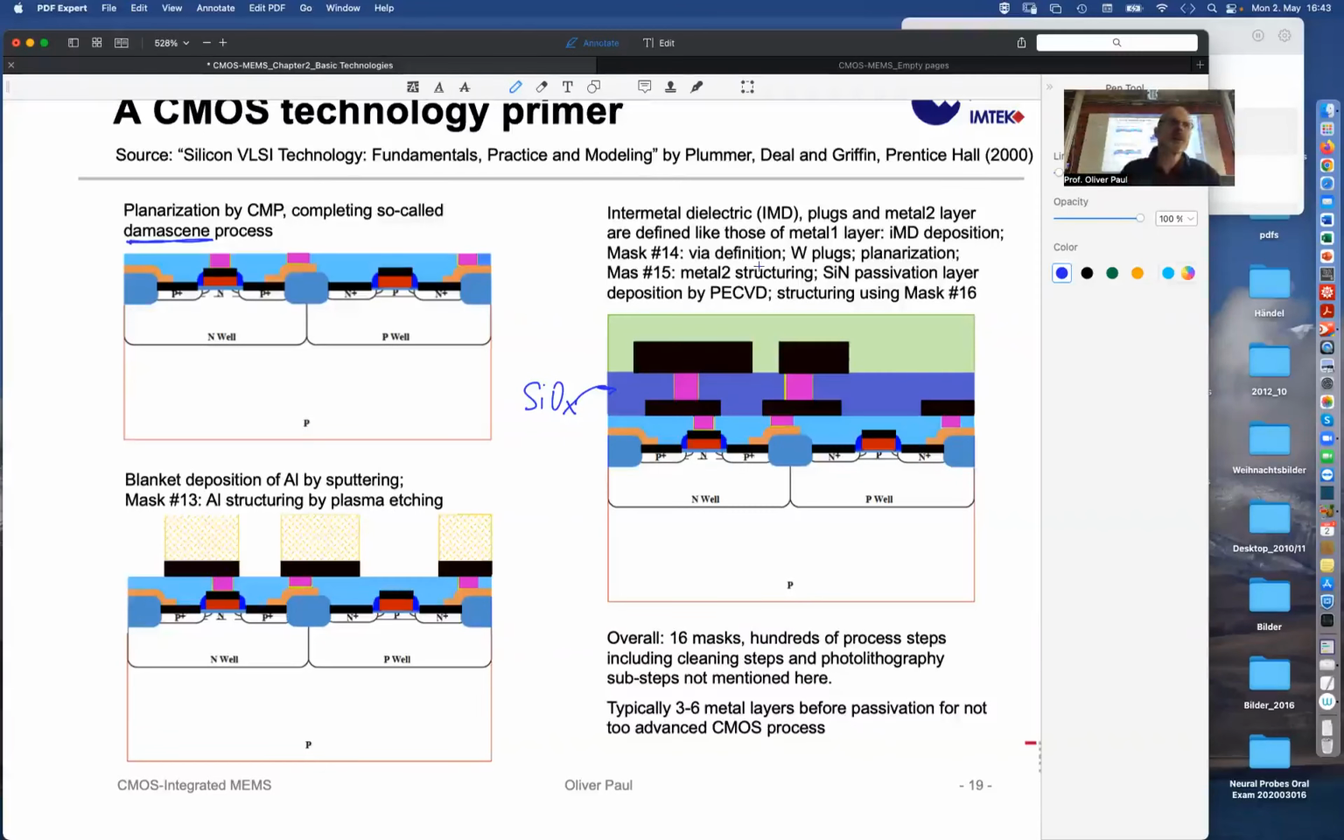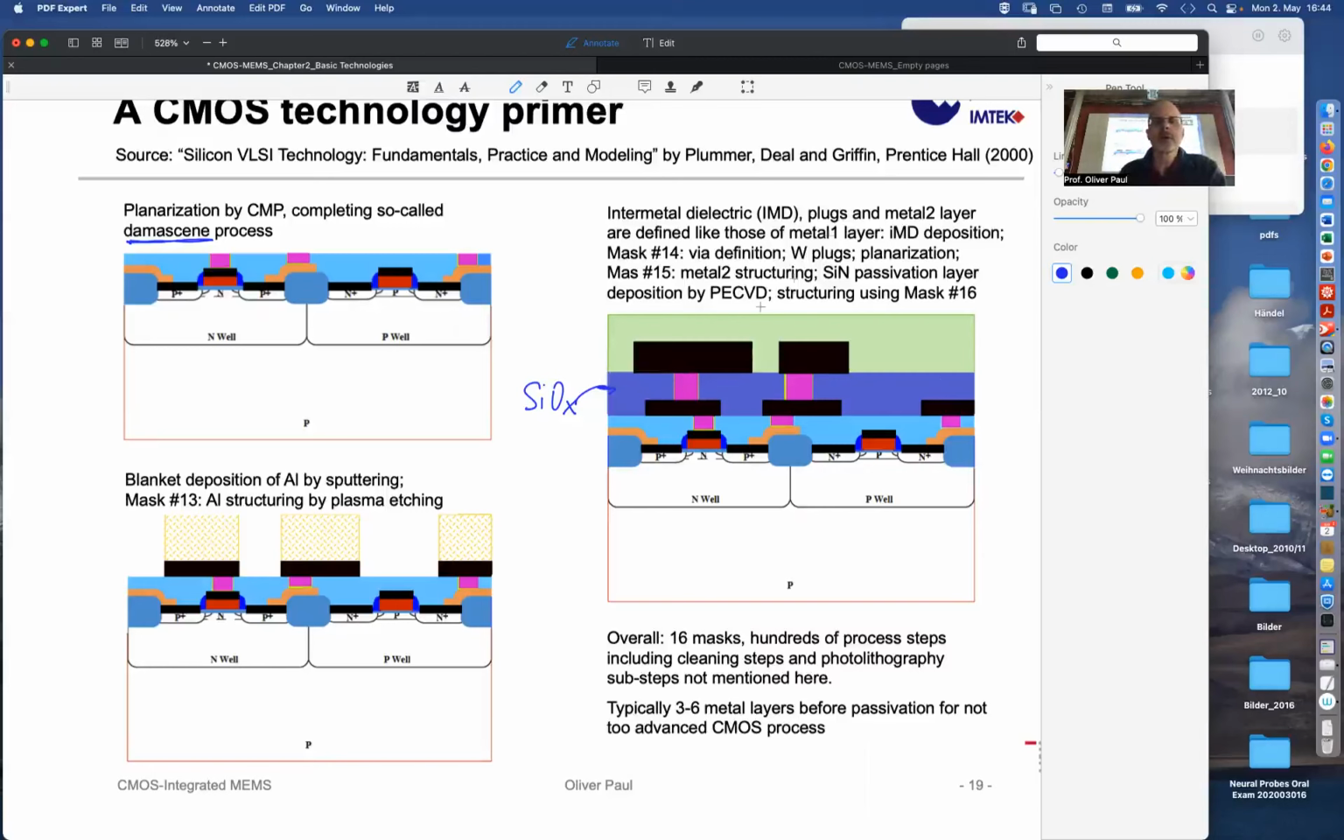It's not some fancy dielectric, it's also some oxide-based dielectric, silicon oxide, maybe with some additional dopants. A simple silicon oxide may do, but it's called IMD, intermetal dielectric, or intermetal oxide. You will hear me say that also from time to time. So please remember. And after that intermetal dielectric has been deposited as a blanket, it is structured.